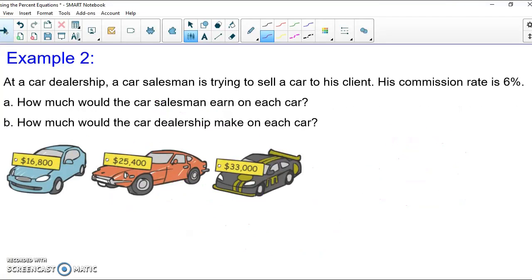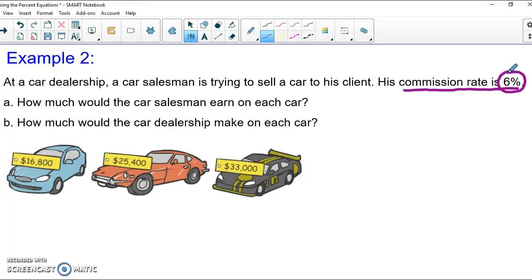So let's take a look at how we can use the percent equation to calculate commission. Our example deals with a car dealership. A car salesman is trying to sell a car to his client. His commission rate is 6%. What this means is whatever he sells the car for, the salesman is going to earn 6% of the car's sale. So we need to figure out what is 6%, and then we'll know his commission.